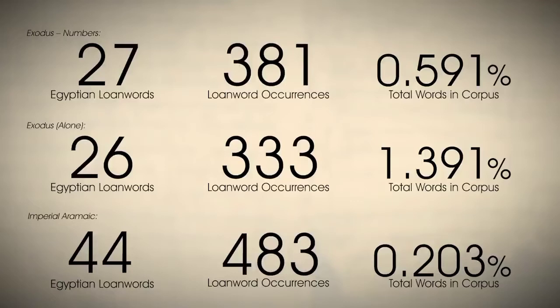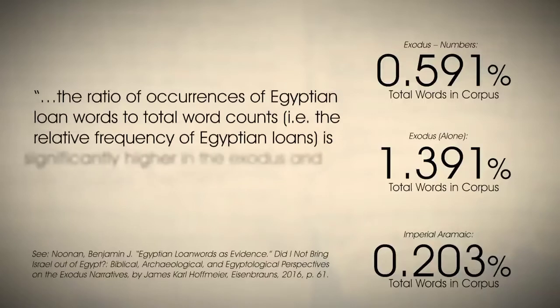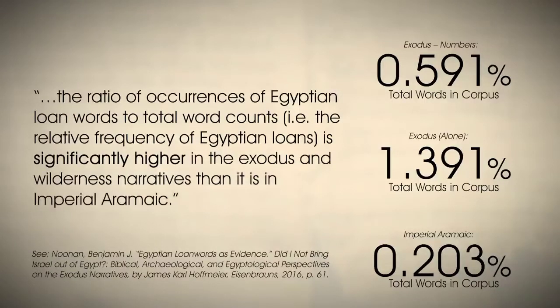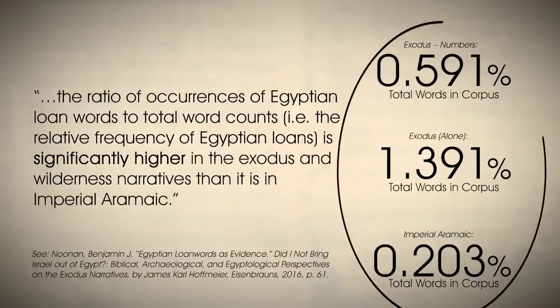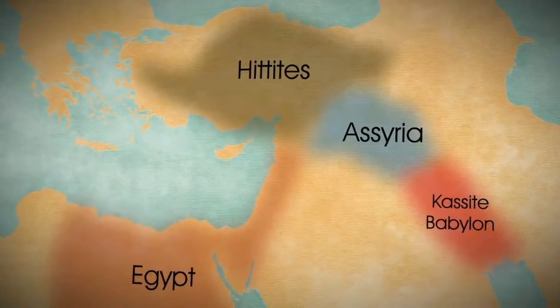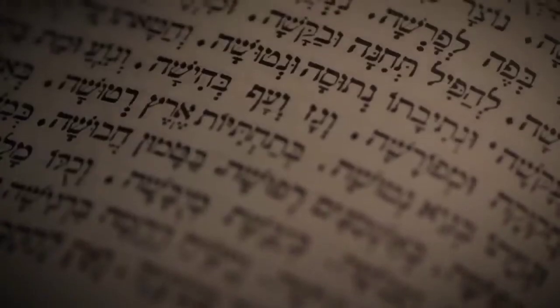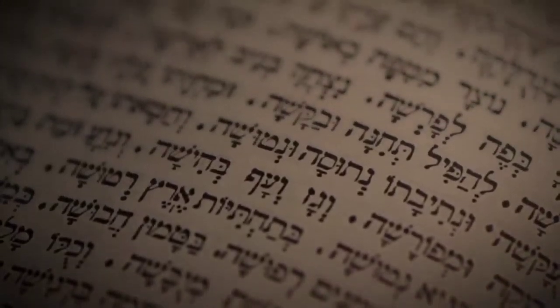Even with that, Noonan writes, "The ratio of occurrence of Egyptian loanwords to total word count, i.e. the relative frequency of Egyptian loans, is significantly higher in the Exodus and wilderness narrative than it is in Imperial Aramaic." Thus, the high amount of Egyptian loanwords in the Exodus narrative is unique with regards to regional languages within the Levant. The question, of course, is how and when did this Egyptian influence occur on the Hebrew language?